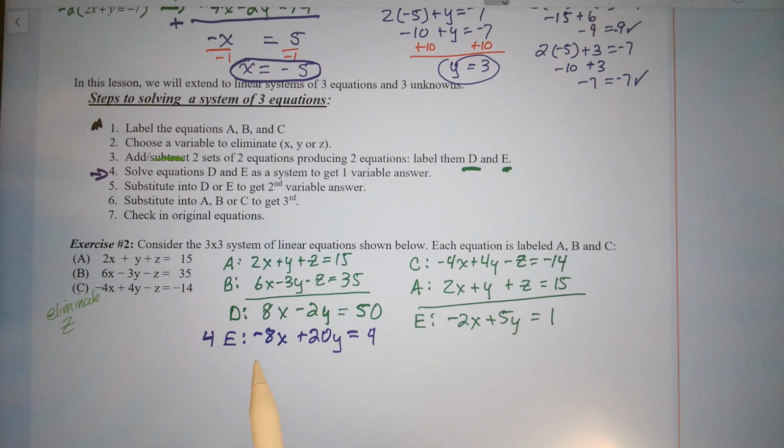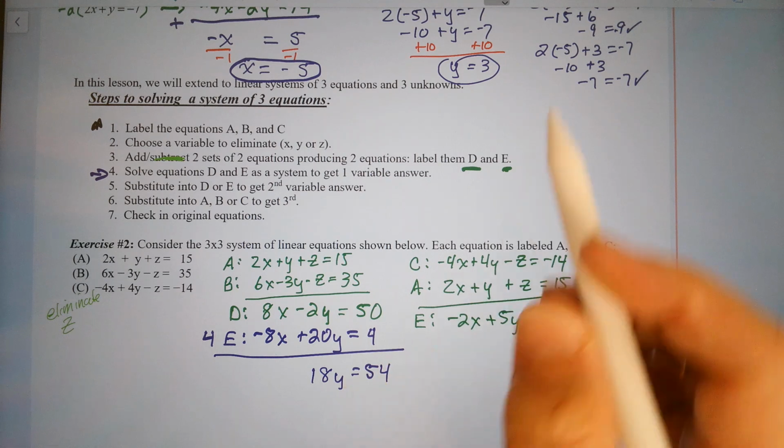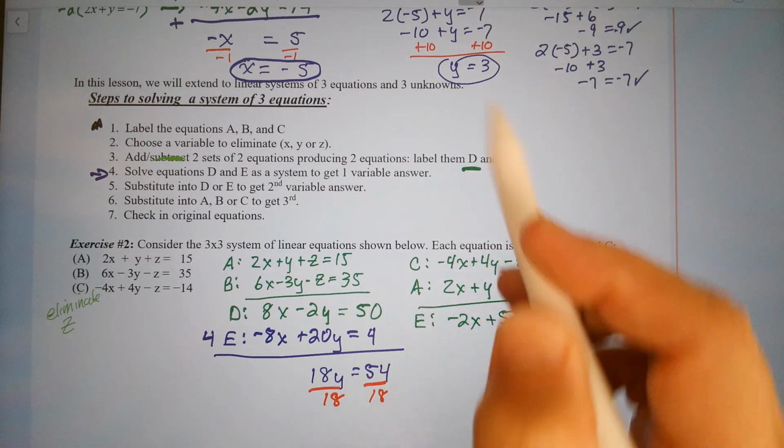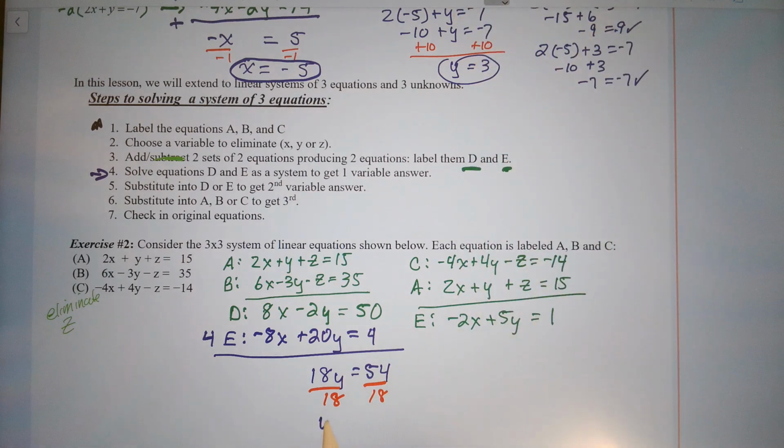Now we add these two equations. The x's drop out, and we have 18y equals 54. Solving for y, dividing both sides by 18, and y equals 3. So now we finally have our first variable value.